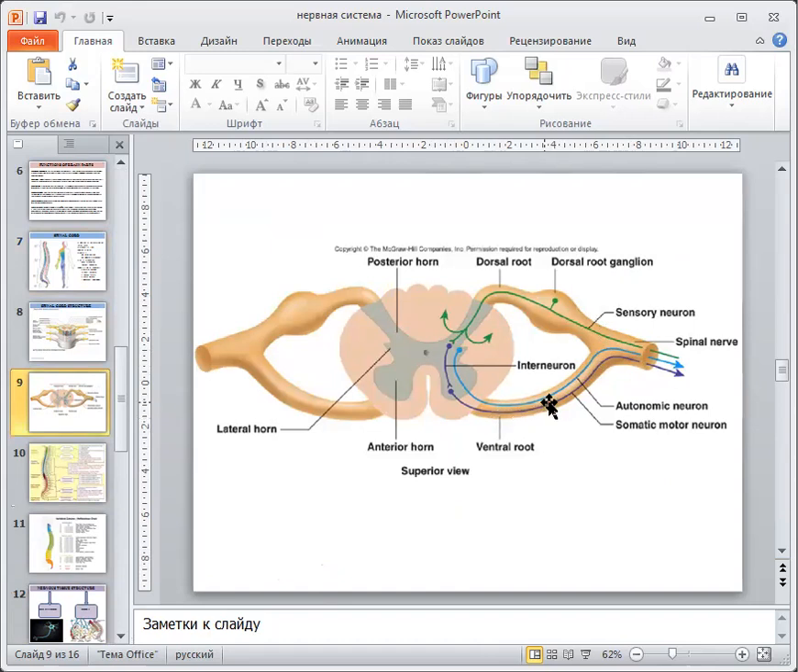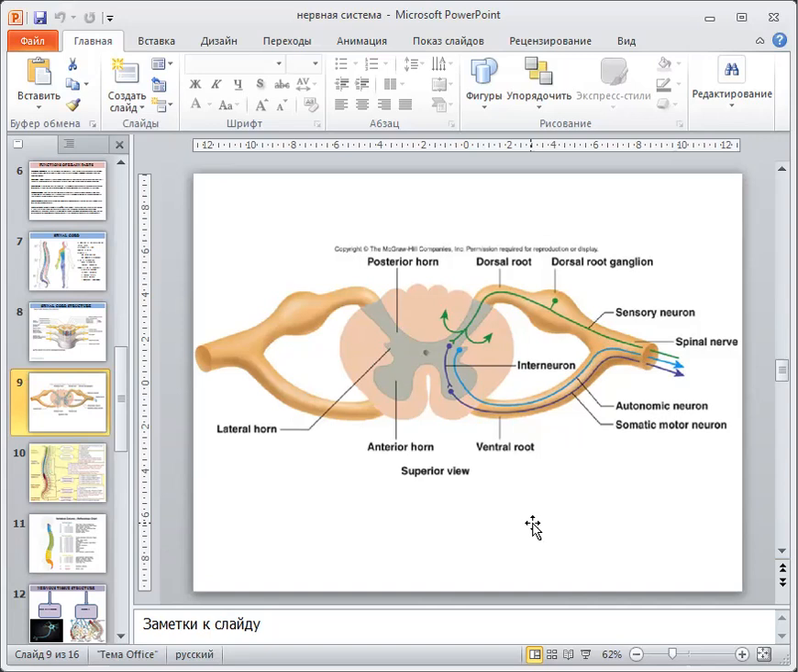The front root consists of motor efferent neurons, and the rear root consists of sensory afferent neurons. Near the spinal cord, the motor root adjoins the sensitive root, and together they form the trunk of the spinal nerve. Near the junction of both roots, the rear root forms a thickening, which is called the spinal ganglion. There are no synapses because there lie only the cell bodies of afferent neurons.